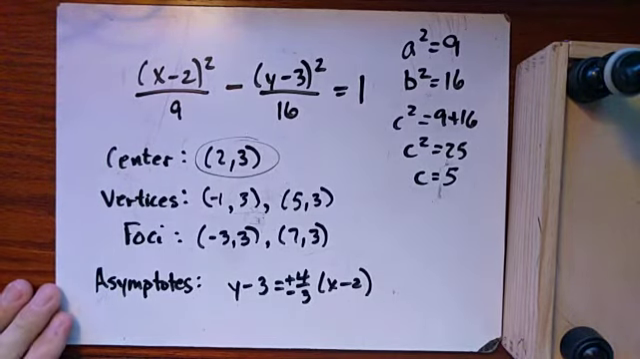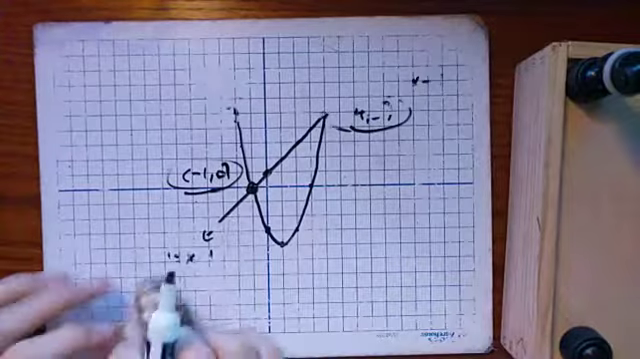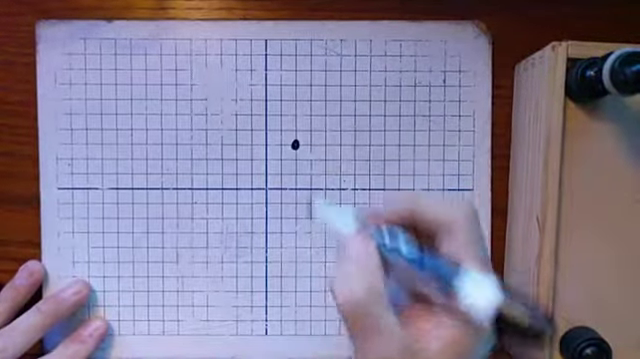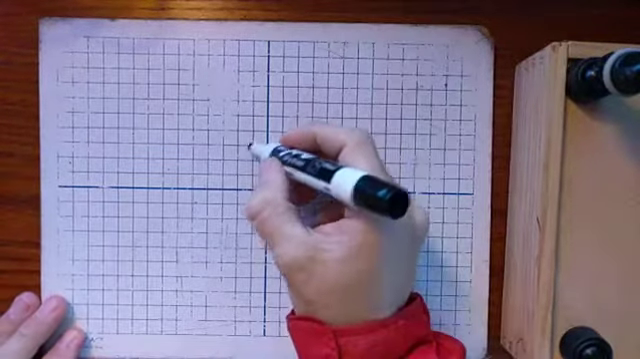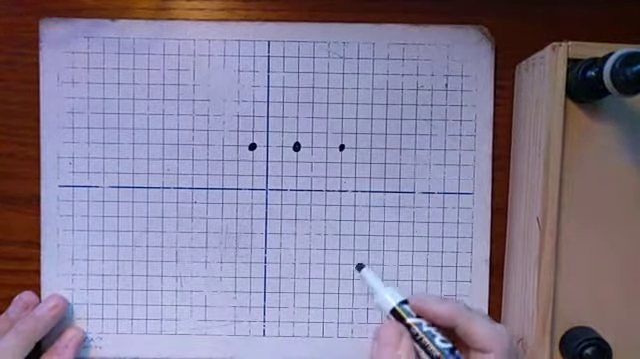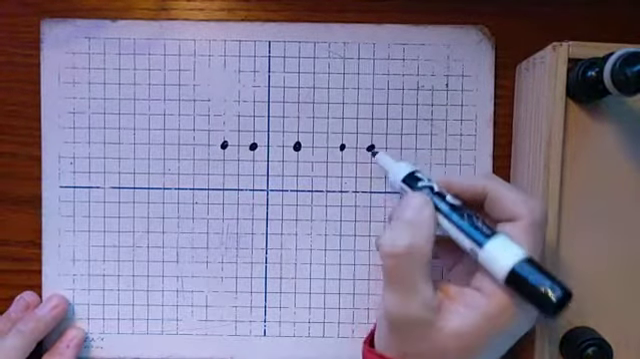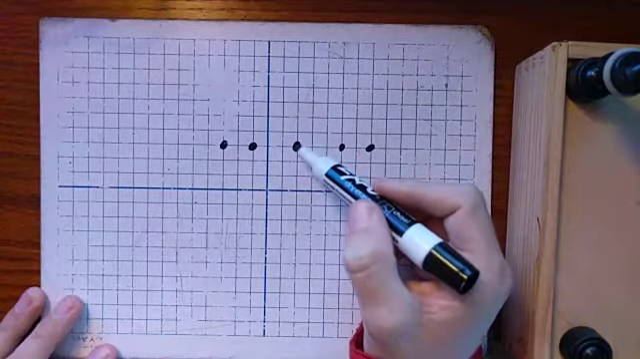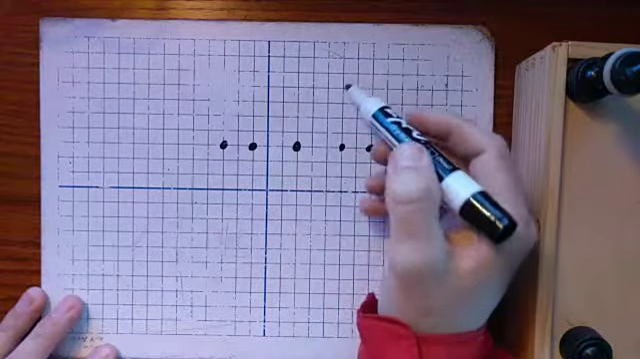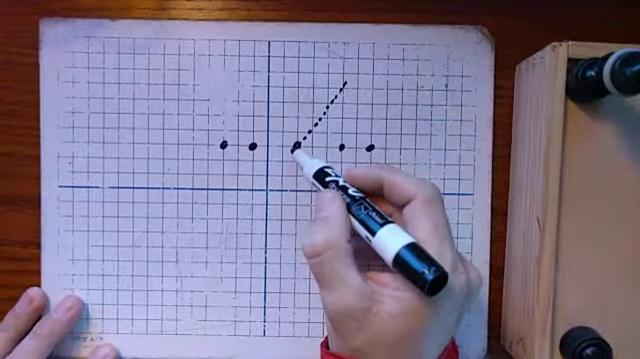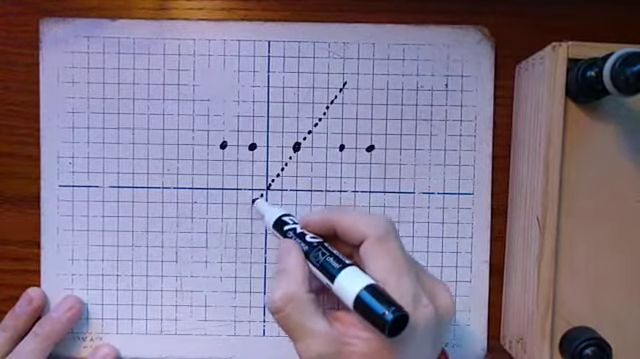And if you go graphing all this, I'll do this real quick on the back here. So our center was 2, 3, right? Our vertices were 3 units left and right of the center. Our foci were 5 units left and right of the center. And then our asymptotes were up 4, right 3. So there's 1 asymptote. And I'm dotting this because it's just kind of a guideline. It's not actually part of the graph.